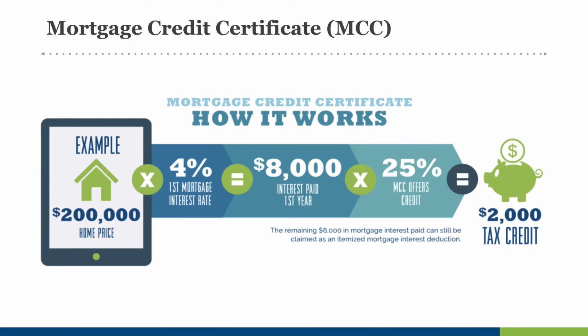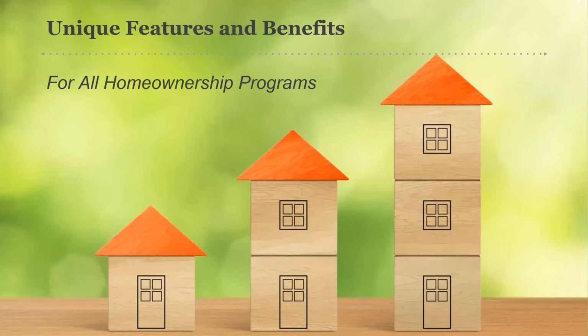Let's assume some round numbers here just to illustrate how one of these works. You get a $200,000 home at 4% interest. That's $8,000 in interest paid in the first year, right? So let's say the mortgage credit certificate allows you to claim 25% of that mortgage interest as a tax credit. That's a $2,000 tax credit. The rest of the $6,000 that the buyer paid in interest that year gets to be claimed as an itemized mortgage interest deduction if they itemize. So that's basically how it works. I don't want to get into any more complicated math than that, but that's a mortgage credit certificate.